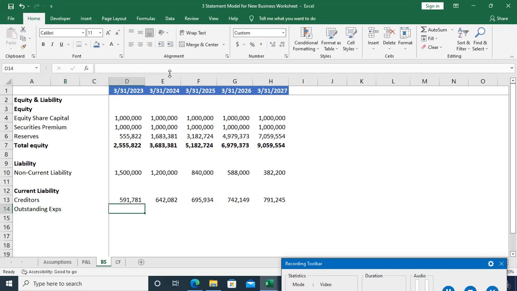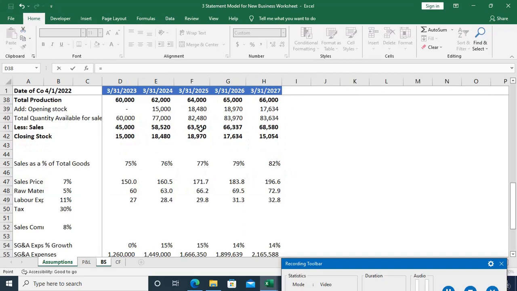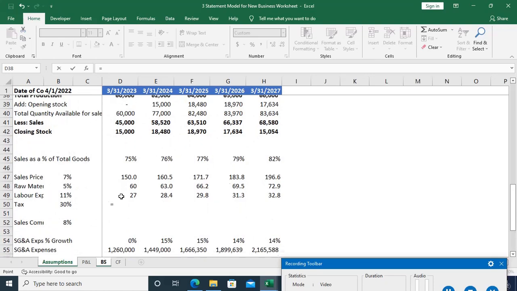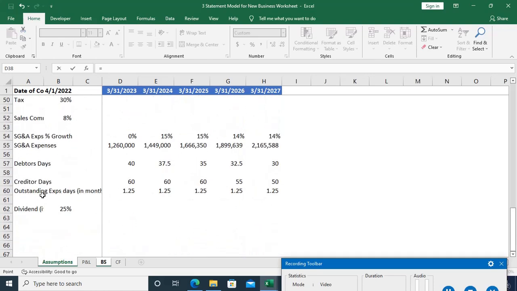Outstanding expenses, that was something like 1.25 something. I think we have included here outstanding expenses days in months, which is this. Now, outstanding expenses of what? That is a big deal. Outstanding expenses of what? That is the main question.